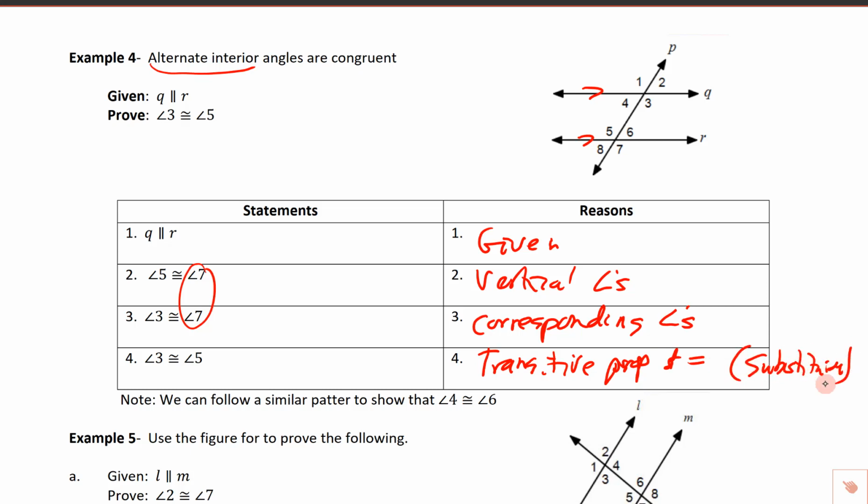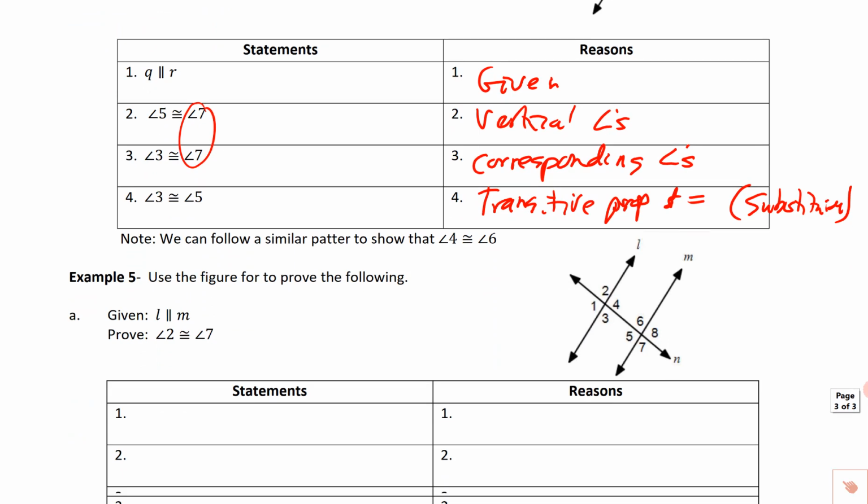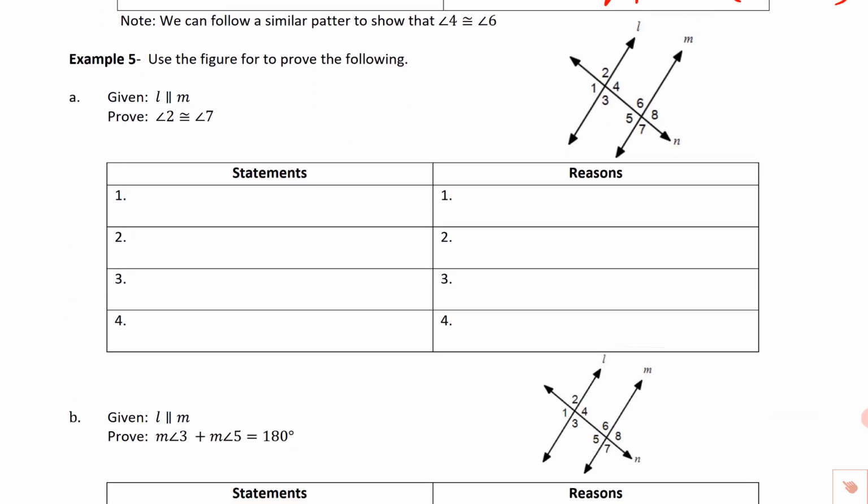Now, we could go through a similar argument to show that angle 4 is congruent to angle 6. So 4 and 6, those are both alternate interior. All we have to do is show that one pair of alternate interior angles is congruent, and we can assume that all of them are after that. We kind of proved the idea, so we can use that idea from now on.